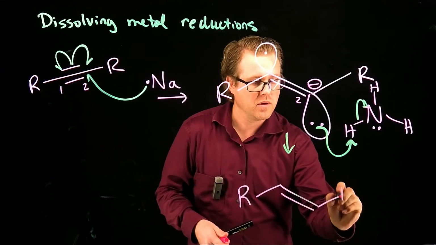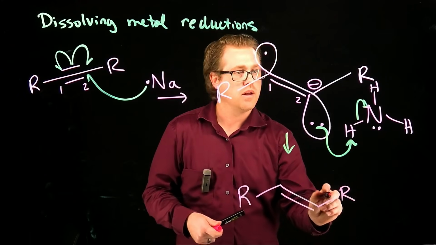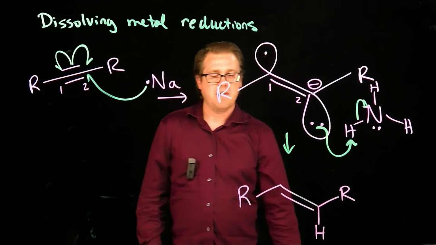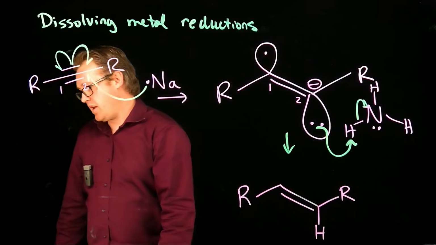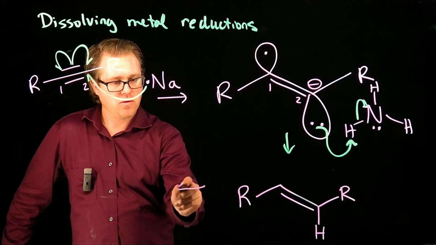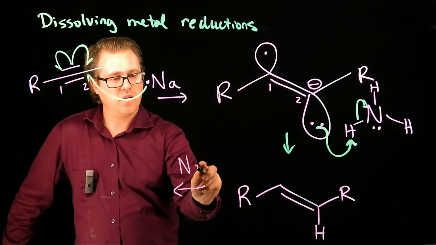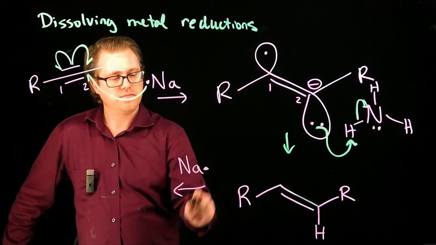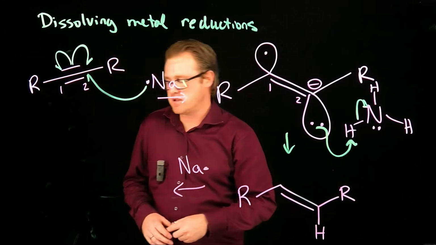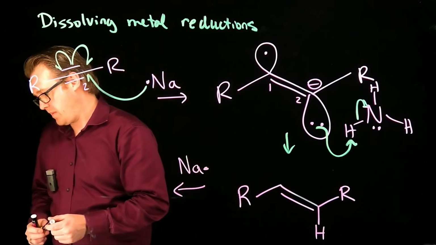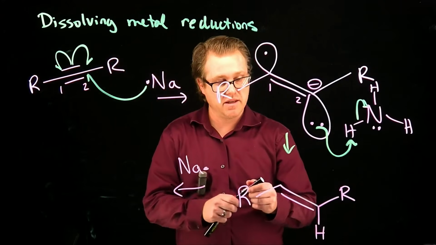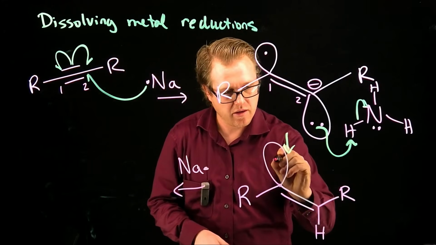Boom. And then H right there. And then it does the same thing over again. It's going to react with another sodium metal. And we're going to see the same fishhook arrows in this step now. All right? So what's going to happen is this is still here.